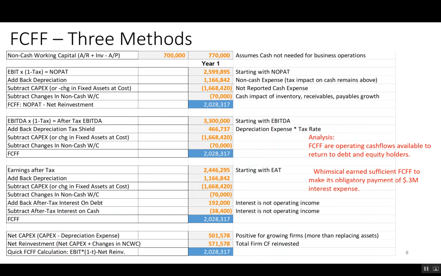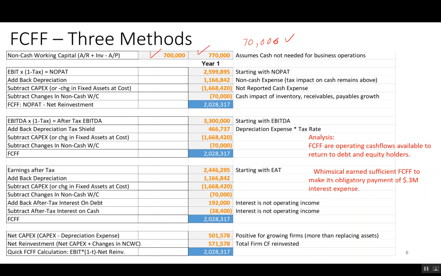So here we go. There are 3 methods to calculate this free cash flow to the firm. The first thing I want to do is, from my financial statement, get my net non-cash working capital. So I'm going to take my accounts receivable and inventory, and subtract off my accounts payable. I'm going to call that non-cash working capital. And that increased from $700,000 to $770,000. So in other words, it was a $70,000 increase in non-cash working capital. We're going to use that in a minute.